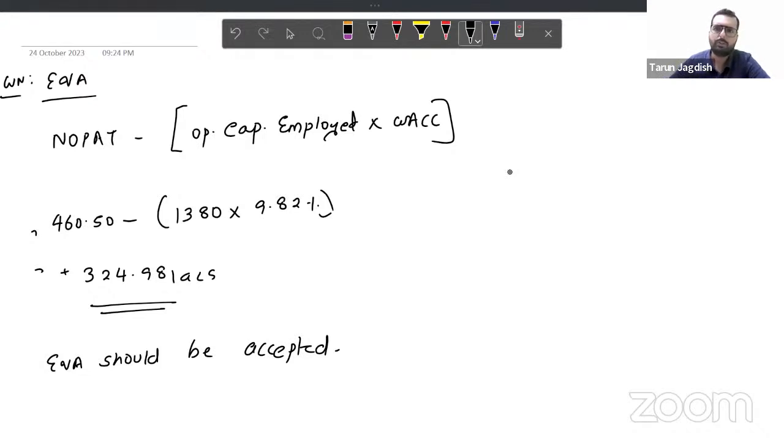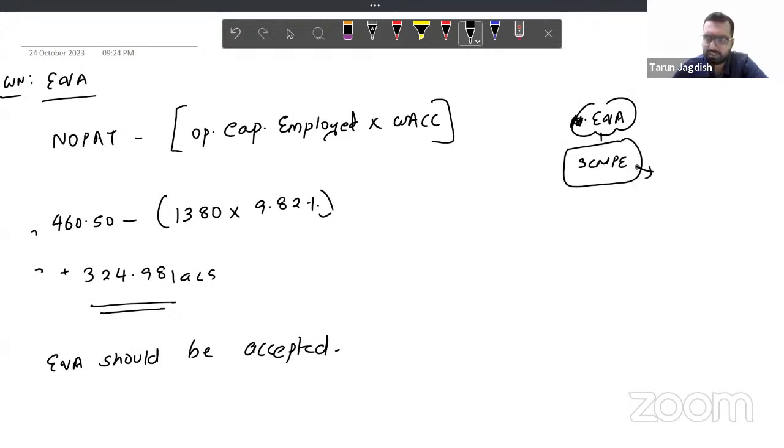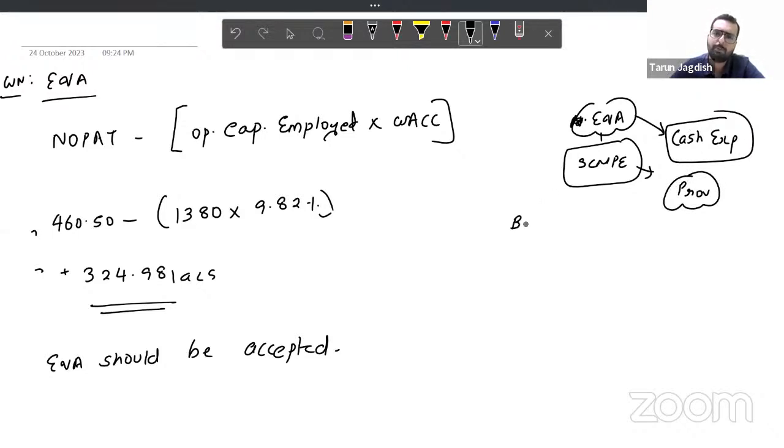I will explain to you because when you calculate NOPAT and EVA, it is actually more relevant in the concept of the SCMPE subject, okay? When you do EVA, we take only the cash expenses. We don't take the non-cash expense. Bad debt provisioning is a non-cash item. Am I right? So when you adjust back the bad debts provision, what is the entry that you pass? Bad debt provision account debit to sundry debtors, correct? So debtors will also go up, bad debts will also come down. Am I right? So if you reverse this, that adjustment is what we have done over here.